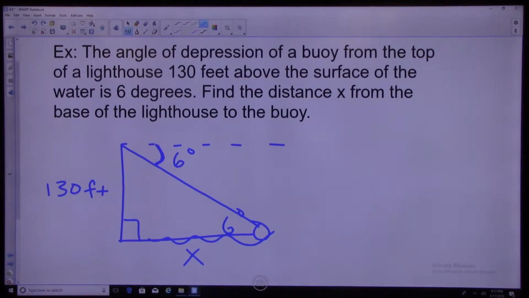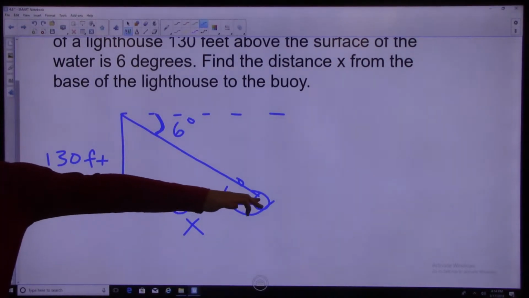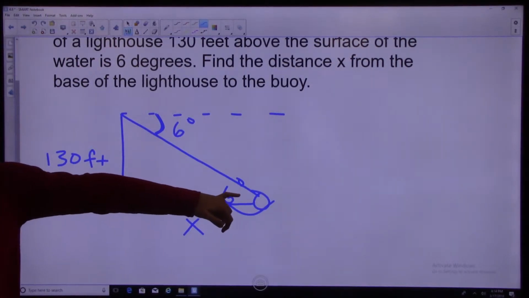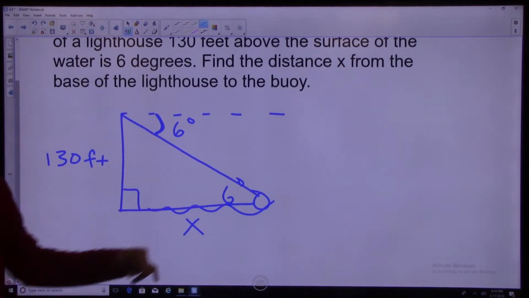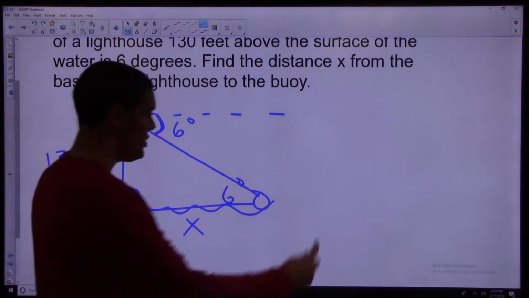So guys, this is just a geometry problem. We've got an angle, we've got a side. We can always find the other side by picking a trig ratio. Trigonometric ratio. We've been talking about this whole chapter. So the question is, which trig ratio should we choose? Well, you got to look at what you have. So we have the 6 degree angle here, this is the angle I want to use. We've got the opposite side, and we want to find the adjacent side.